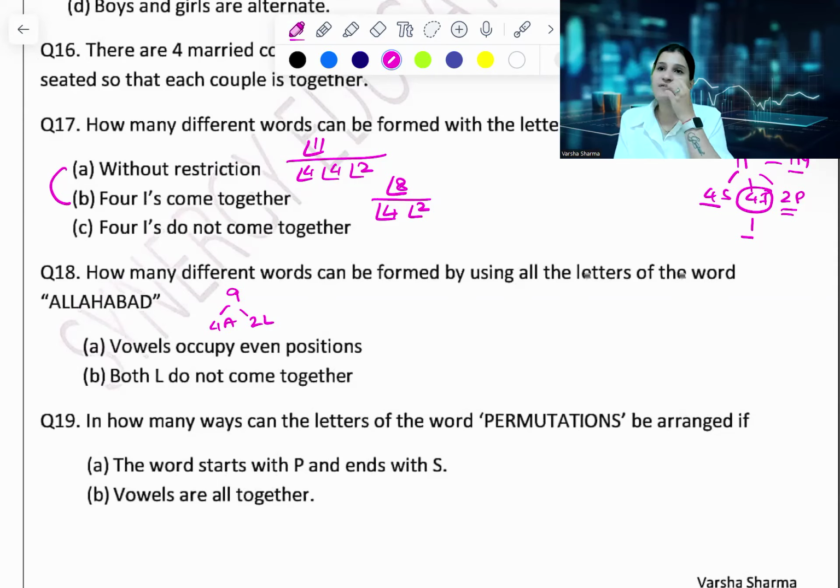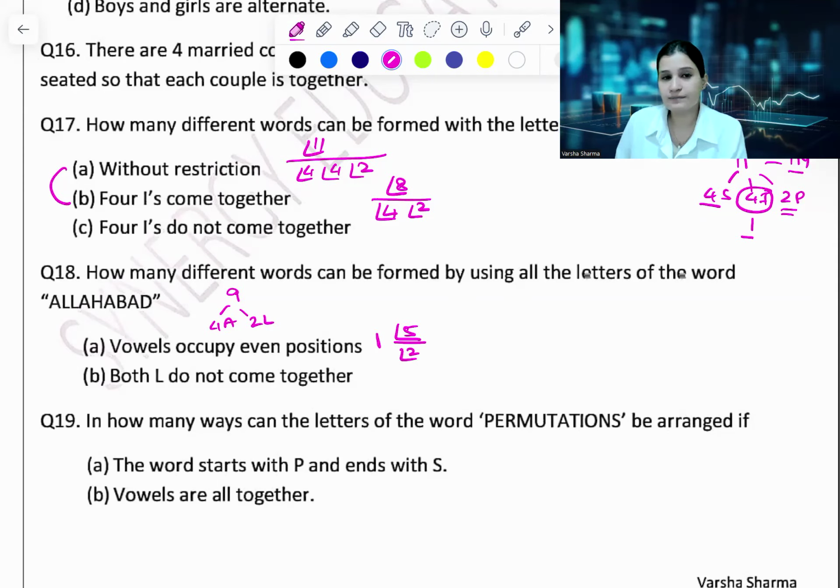So in general, it's factorial 4. No selection, only arrangement. But here there is no arrangement also, because all the 4 letters are A. So how many ways are there to make those 4 A's sit at second, fourth, sixth, and eighth place? Only one. There are remaining 5 consonants, 5 odd places. Those 5 places can be filled in 5 factorial ways. But in those 5, there are 2 L, so divided by factorial 2. Is it understood?